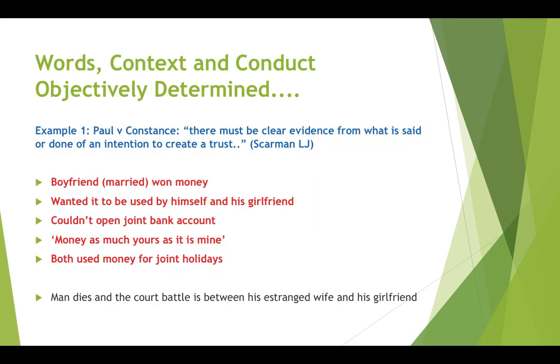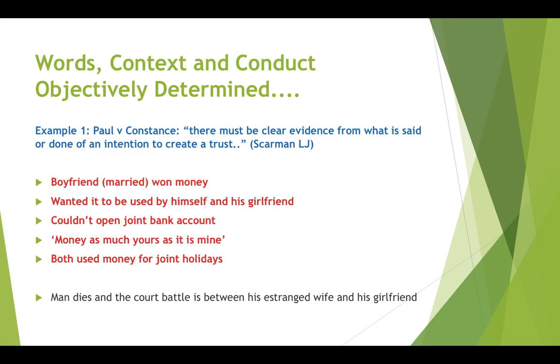So here's a couple more examples of actual cases where the context and the words and the conduct have contributed to establishing a trust. So the first is Paul and Constance, which I've talked about before in previous podcasts, but I talk about in a bit more detail here. So the crucial ratio, if you like, of the case is there must be clear evidence, according to Lord Justice Scarman, one of the real heroes of common law. Those of you interested, for example, in race relations, he wrote a really important report into the Brixton riots in the 1980s. He was a real progressive and trailblazer, as well as being an absolutely brilliant judge.